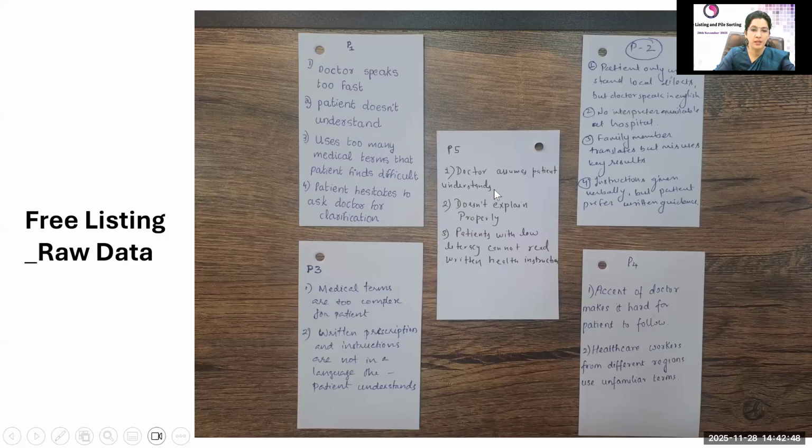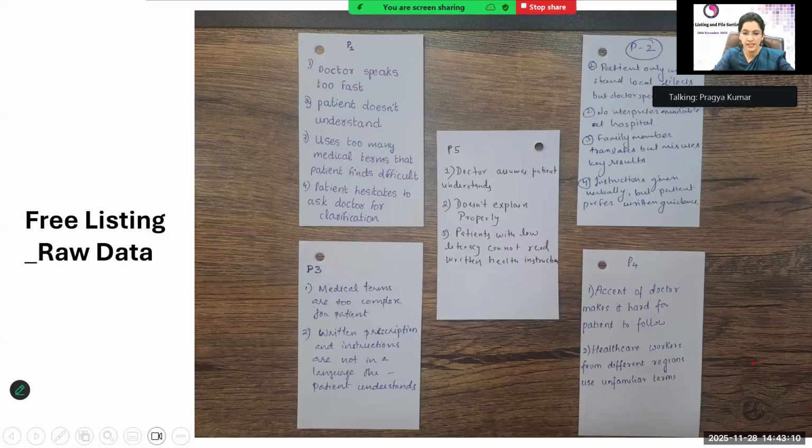The fifth participant is saying the doctor assumes patient understands, does not explain, patient with low literacy cannot read. So many times you will see that this is a very long sentence, and such long sentences you will have to refine because it's raw data. Again, in participant 4, he's saying accent of doctor makes it hard for the patient to follow, or healthcare worker from different region uses unfamiliar terms. In the case of participant 2, you will see instructions given verbally, but patient prefers written guideline.